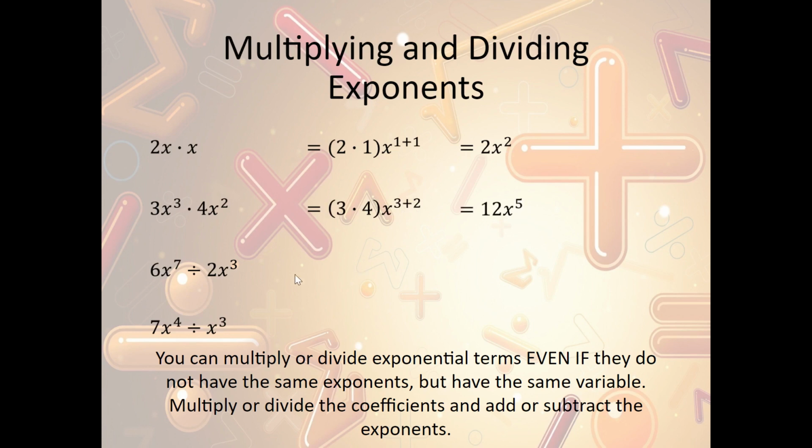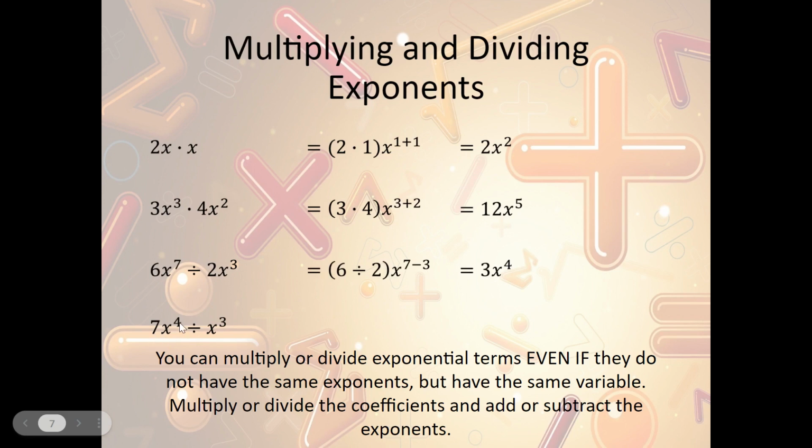Now division is just the opposite. So we're going to divide the coefficients and subtract the exponents. So we get 6x to the 7th divided by 2x to the 3rd. So we're going to divide the coefficients, so 6 divided by 2, and then subtract the exponents. So it's x to the 7 minus 3rd power. So 6 divided by 2 is 3, and 7 minus 3 is 4. So we get 3x to the 4th.